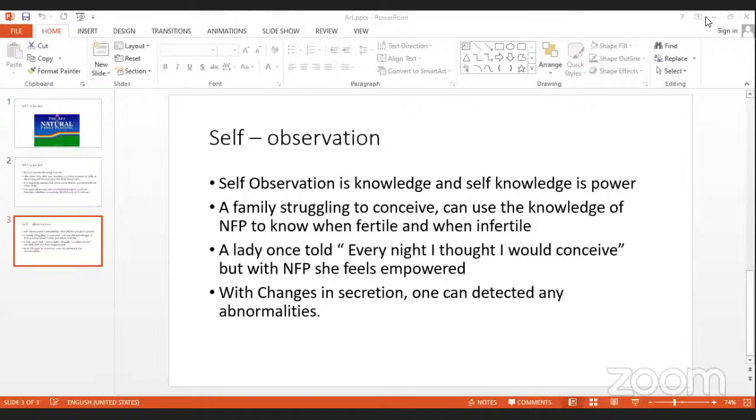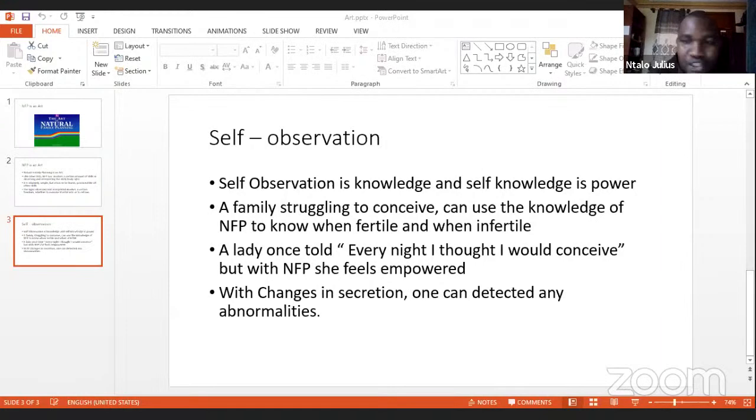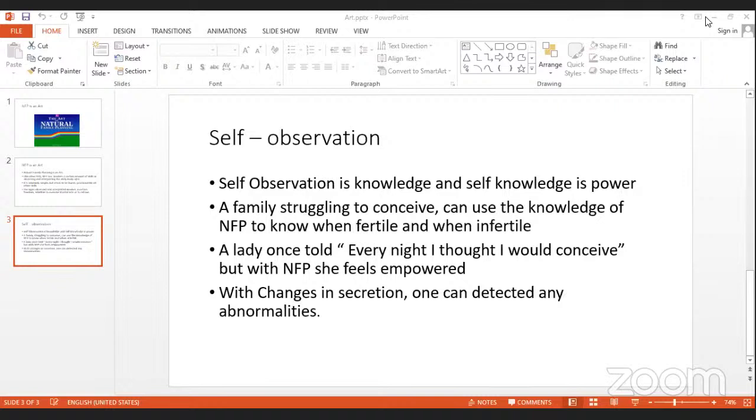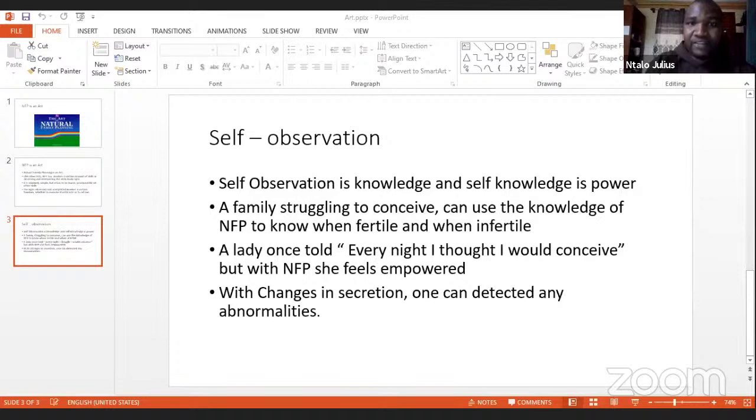So I would like to begin my presentation by talking about the menstrual cycle. And I would like to say that this is very, very important for someone to understand their body very, very well. Because the menstrual cycle, especially we shall talk about a female, once this is understood very, very well, it can help someone to do clear observation.